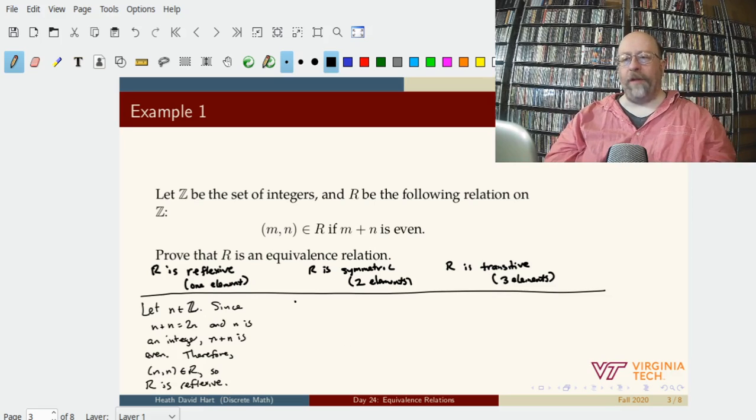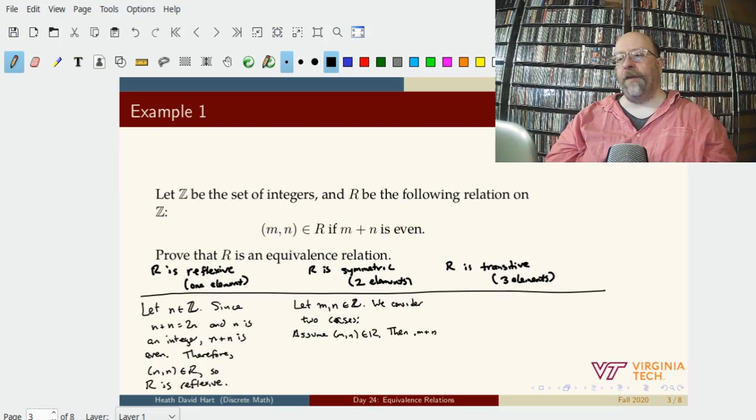All right, symmetric, we need two elements. So we'll call them m and n. Now, we have two cases. If m, n is in the relation, then so is n, m. But if m, n is not in the relation, then neither is n, m. There is a way to do this without doing cases, but we consider two cases. Assume m, n is in R. Then m plus n is even. And so n plus m is even by the commutative property. And so n comma m is in R.